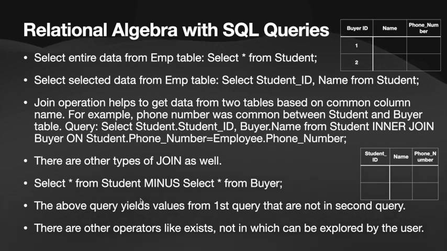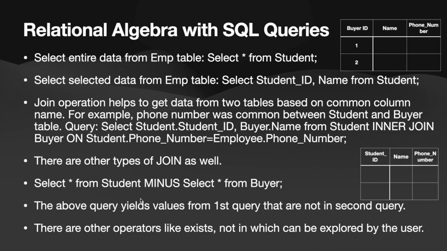Select star from student means it will fetch all the data from the student table. If we ask to fetch only two column names from the student table, then only those two columns will be returned. If two tables have the same column name, then the join operation can be used. There are various types of join. Here the inner join example is used. So select student id means from the student table the student id will be fetched. Buyer.name from student means from that table it will be fetched.